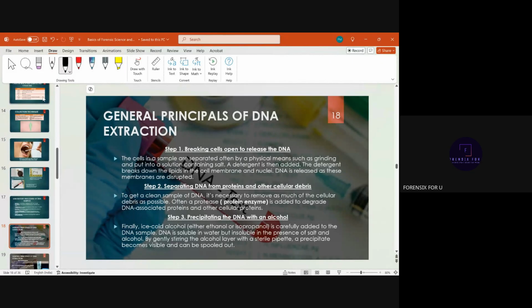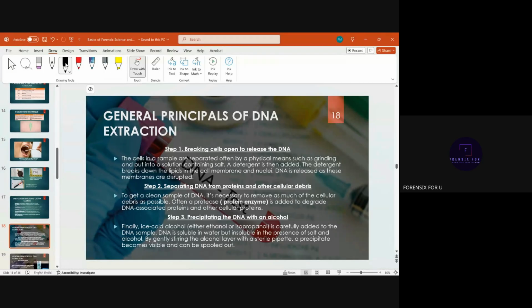Okay. Now the next step is separation. Separation of the DNA from all the protein and other cellular debris. So once the cell is being broken, there are a lot of things that are coming along with it. The cell debris, or all the cytoplasm components, or the mitochondria, or the centrioles. Everything that is there inside the cell, it is going to come off, right? So how do we separate this debris from the DNA that is actually needed?